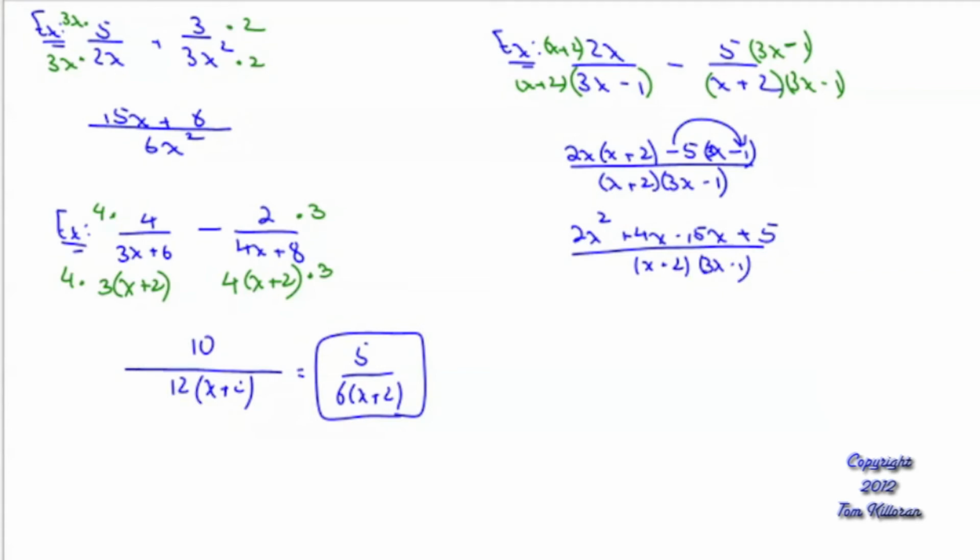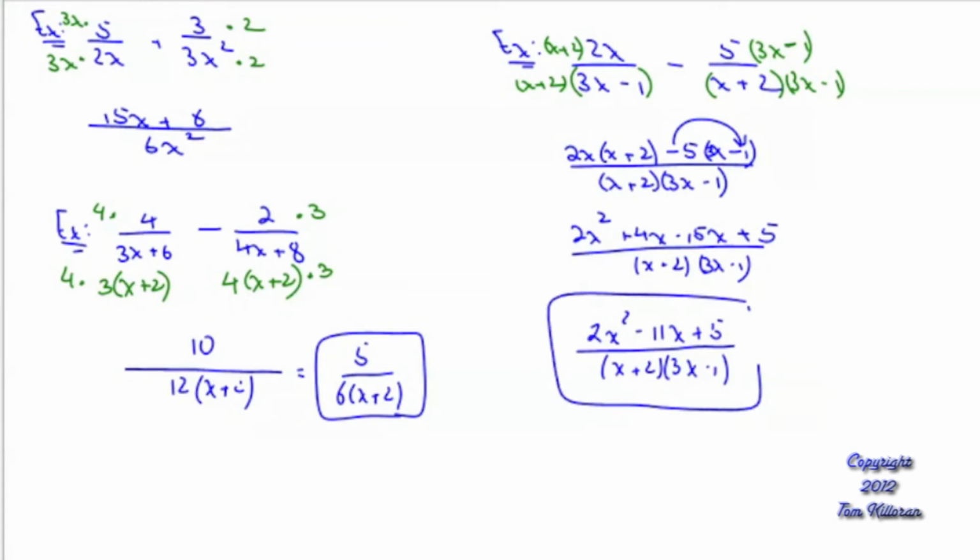Okay. Simplify the top, you get 2x squared minus 11x plus 5 over x plus 2, 3x minus 1. Now sometimes the top will factor and cancel with the bottom, but that is very, very rare. But it does sometimes happen. Isn't that easy?